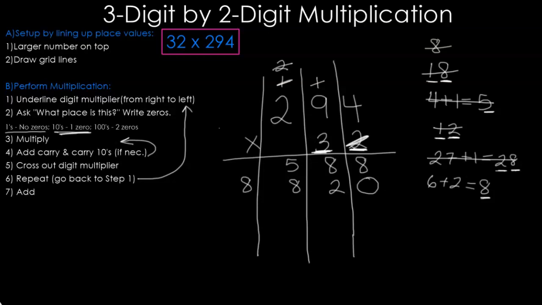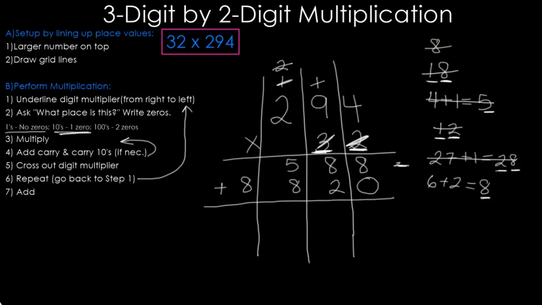Okay, any other numbers to multiply here? No, right? So we move on to step 5. We cross that out. Now we repeat. Underline the next digit. Oh, there are no more. So guess what? I'm done with this step. There's nothing more to repeat because I'm done with multiplying. So step 7 says I need to add. So I now need to add these two numbers.